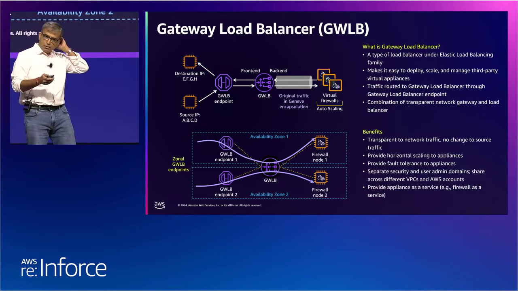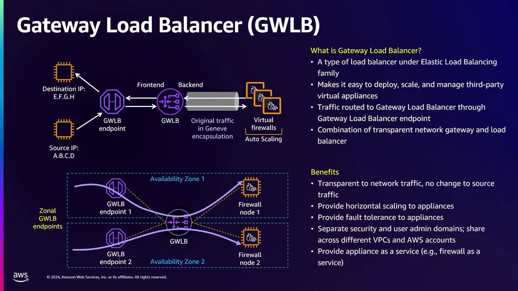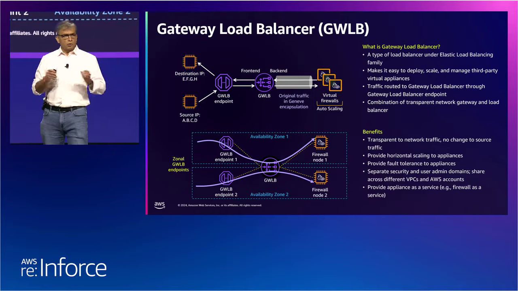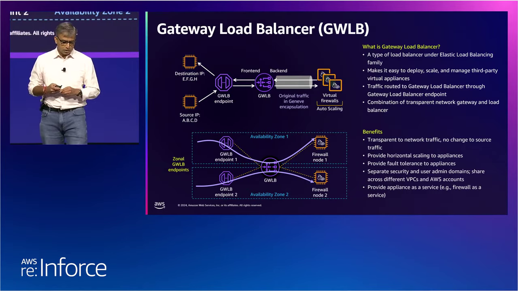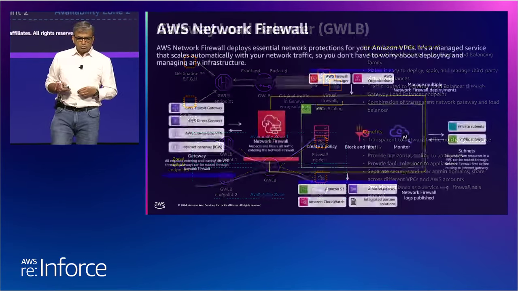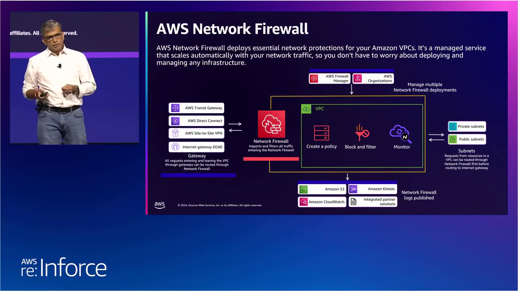But the gateway load balancer endpoint that routes traffic to the gateway load balancer, those are zonal in nature. And what I mean by that is traffic that is entering a gateway load balancer endpoint in an availability zone will always route the traffic to a node behind a gateway load balancer in the same AZ. So that's an important thing to keep in mind when you're architecting your inspection architectures, which are based on gateway load balancer. So why did I bring up gateway load balancer?